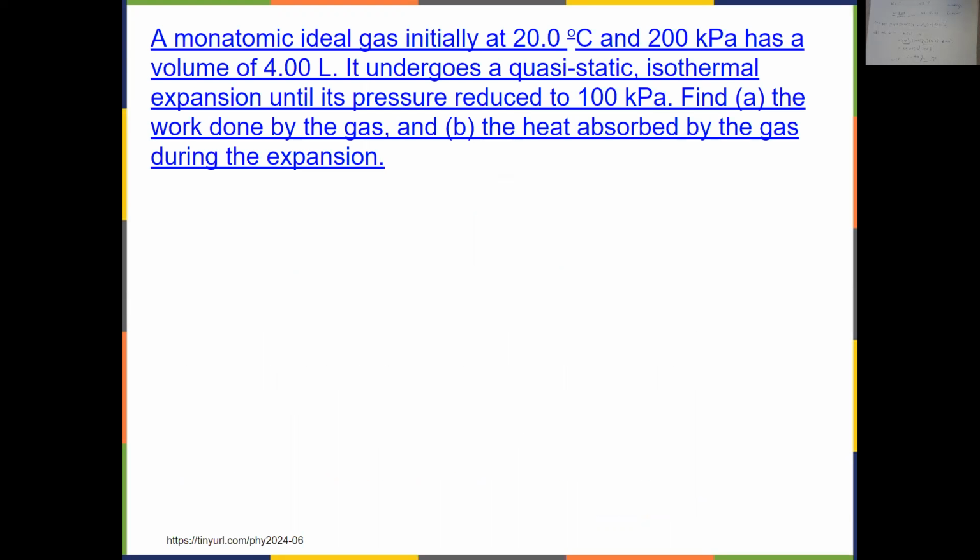We will take a look at an example here. It says a monatomic ideal gas initially at 20 degrees Celsius and 200 kilopascal, kPa, has a volume of 4.00 liters. It undergoes a quasi-static isothermal expansion until its pressure is reduced to 100 kilopascal. Find the work done by the gas and the heat absorbed by the gas during the process.